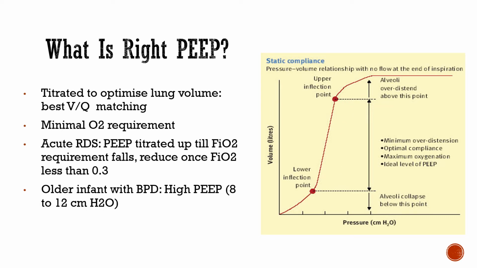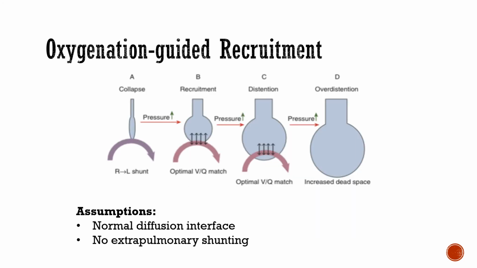In acute respiratory distress syndrome, we titrate the PEEP up until FiO2 requirement falls and then reduce it once the FiO2 is less than 30%. In older infants with BPD, high initial PEEP is required, up to 8 to 12 cm of water, due to the collapse of their small airways early during expiration due to the fibrotic changes.